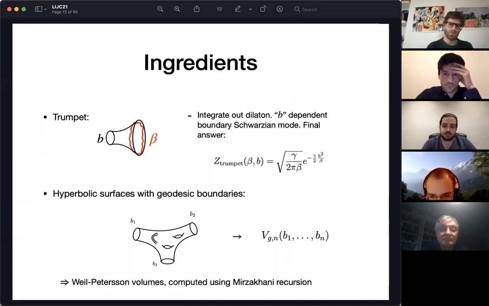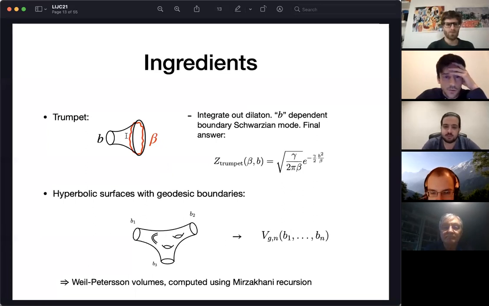So it depends on beta, which is the renormalized length of the holographic boundary. It depends on b, the length of the geodesic. And it doesn't have any factor of S_0 because it's topologically an annulus, so Euler characteristic 0.